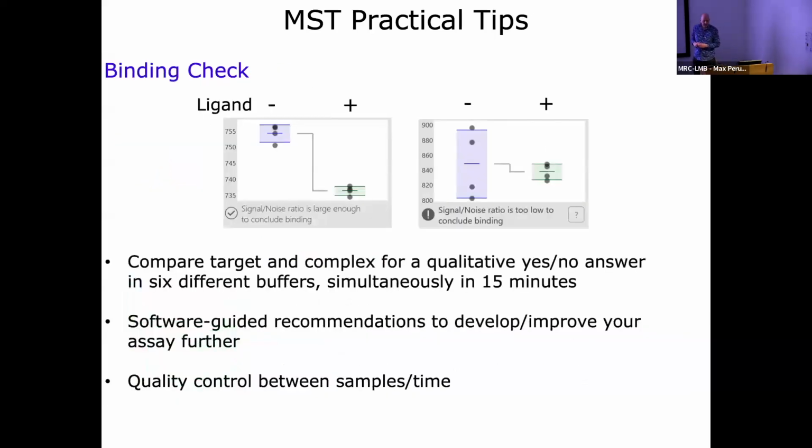Also, you can use this kind of binding check in the MST before you waste lots of protein. Do a couple of samples at low and high, and then it will tell you whether it's good or not. On the left-hand side, it's saying the variability of your binding is okay, and you're getting a good signal window here. And then on the right-hand side, it's saying, ooh, it's all very noisy. So you need to do some controls.